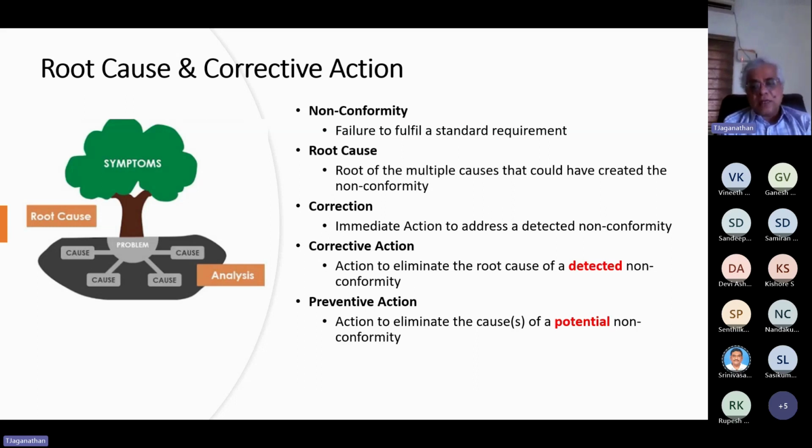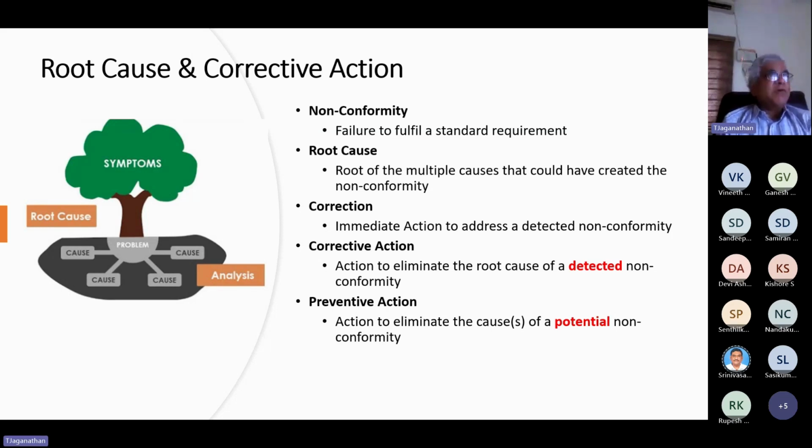But corrective action and preventive action are completely different. That's why I highlighted in red. The action which will eliminate the root cause is corrective action. The action which will eliminate the causes of a potential non-conformity is preventive action. So corrective action is reactive, preventive action is proactive. Corrective action is if the fire has broken out, then your root cause is that somebody smoked a cigarette and put the cigarette inside. Fixing that root cause, by fixing a smoke detector or putting tighter vigil, all those things are corrective action.